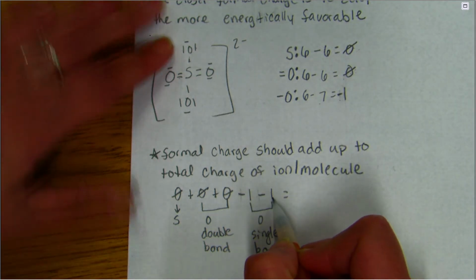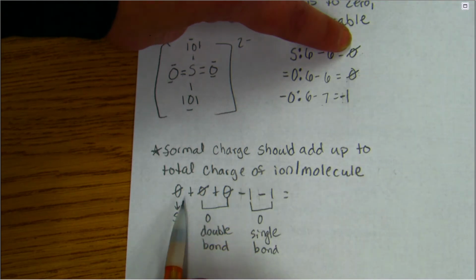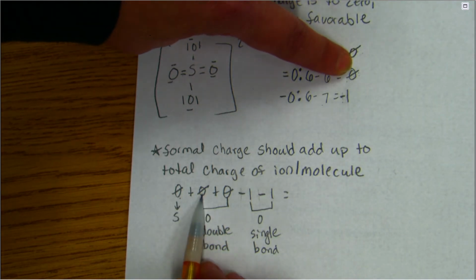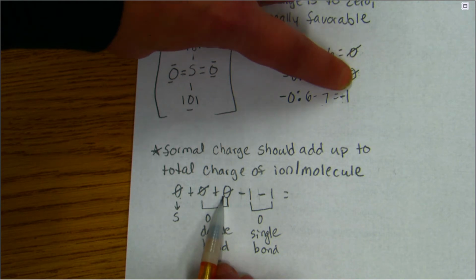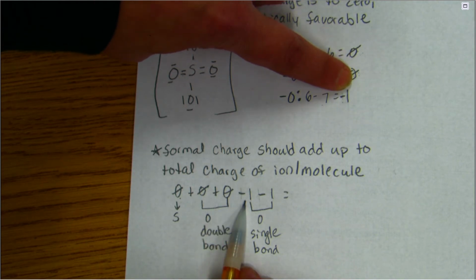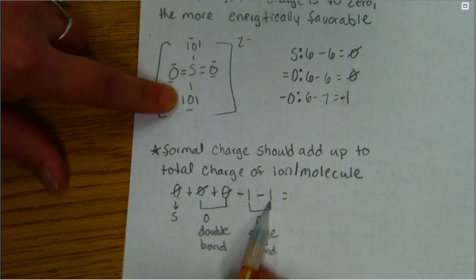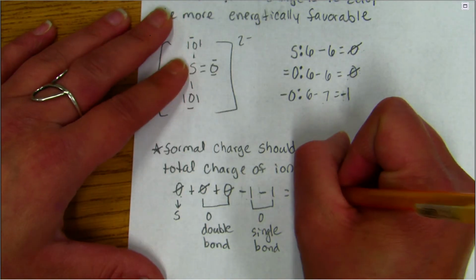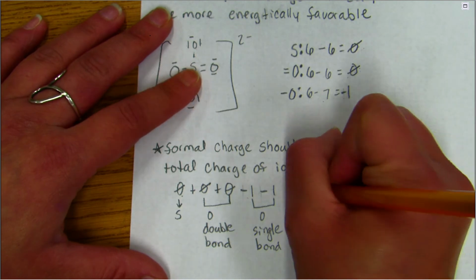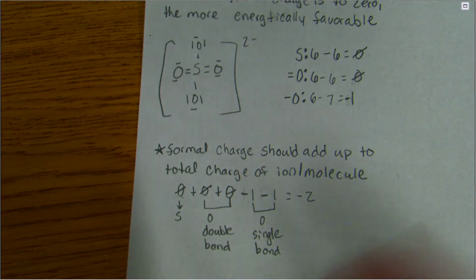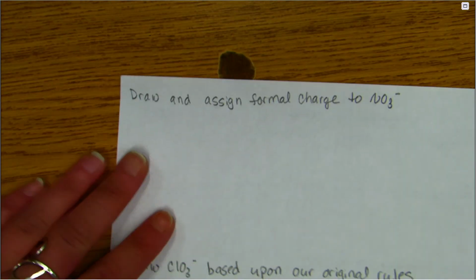So let me start over because I might have confused some of y'all. I have my sulfur. I have my 2 double bonded oxygens, which are both 0, minus 1 for this oxygen, minus 1 for this oxygen. So overall, I have a minus 2, which does match the charge of my sulfate.